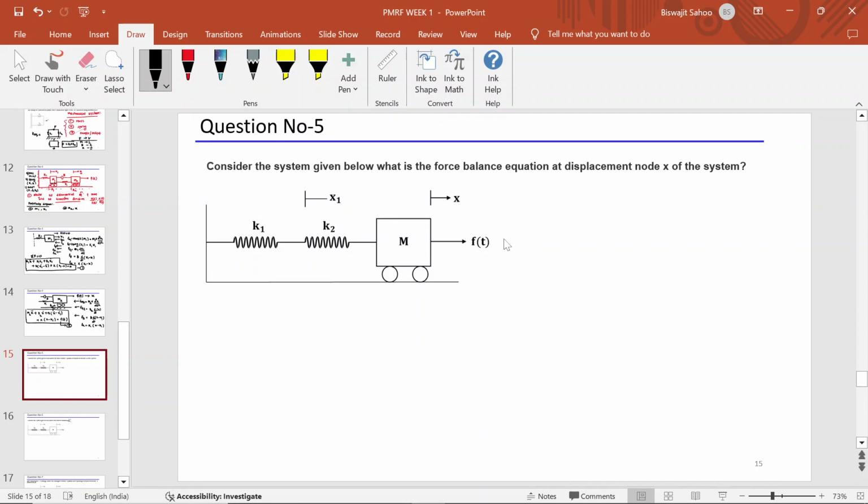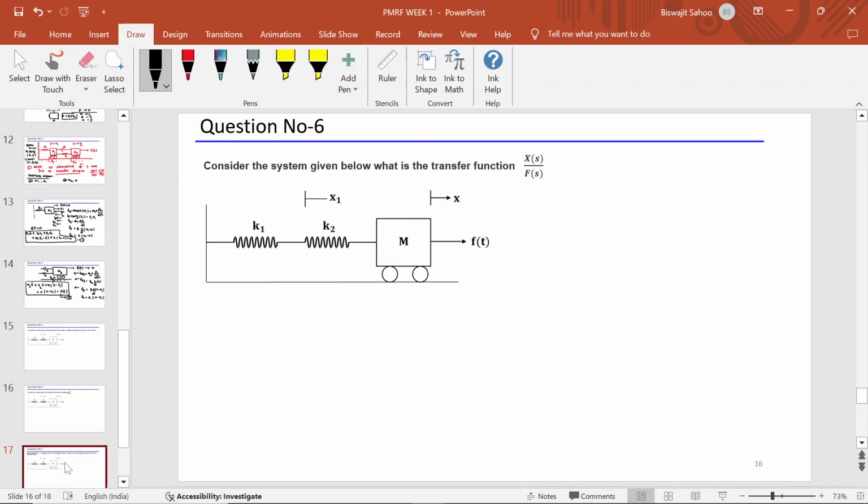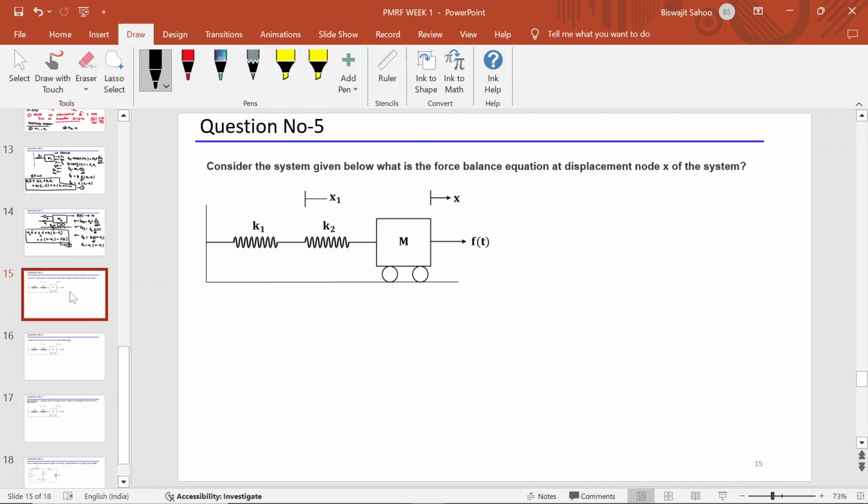Okay. And the second question, question number 6, which is related to the same question: we have to find the transfer function between X and F. And question number 7 is also related to the same question. Here I am saying that applying force voltage analogy, you have to write the differential equation at node X. These are the three questions which are interrelated.